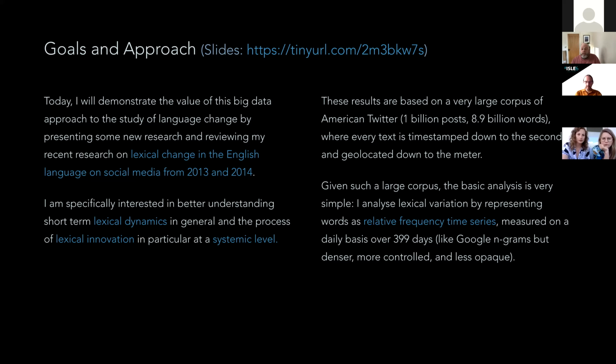This is basically like Google Ngrams, right? So I think we've all seen this kind of stuff. We all know those Google Ngram, Google Book trends. The difference here is just that instead of being over 200 years, this is over 1 year. So it's much, much denser. It's also more controlled. We know exactly where the data is. It's all quite comparable. It's all geolocated American tweets, and it's less opaque because I can go into the data and look at what's happening. Okay, so that's the basic idea.